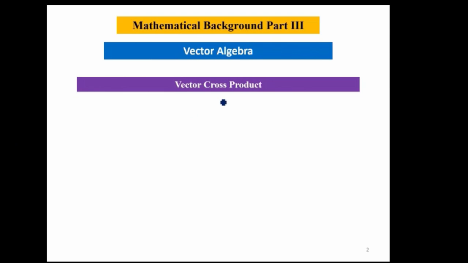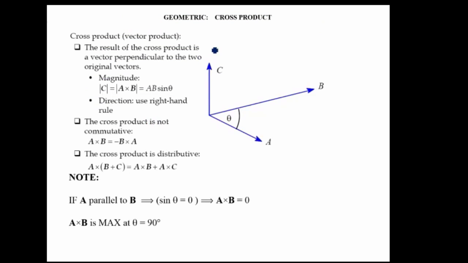So another important part of vector algebra is the cross product. The geometric definition involves taking the two vectors, in this case A and B, finding the angle between them, that's theta, and drawing a perpendicular to the plane formed by A and B. If you imagine that A and B form a plane, draw the perpendicular to this plane, and that'll give you the direction of the cross product.